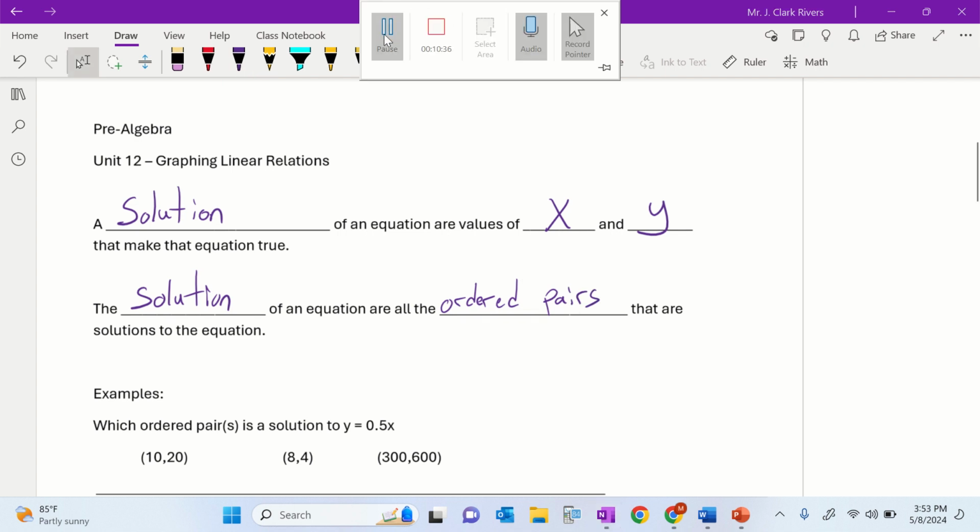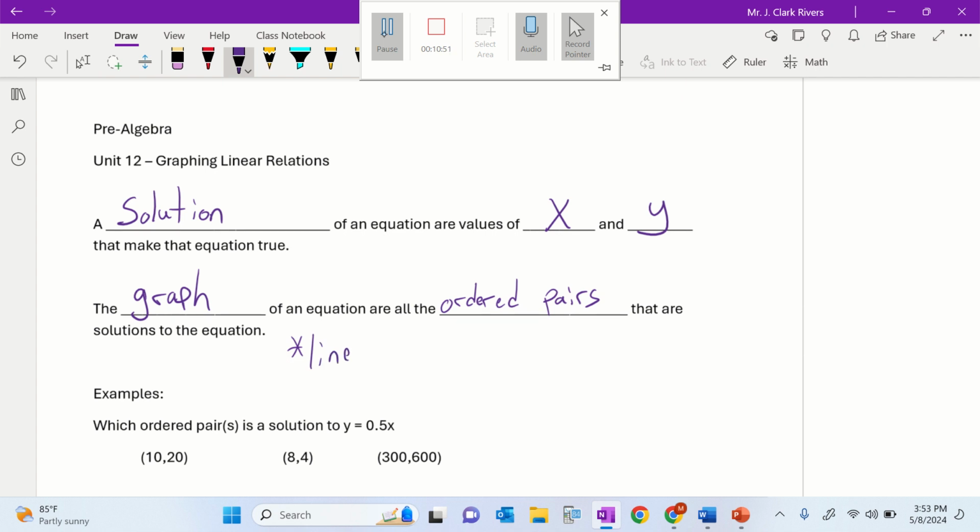You know, let's change that from solution to line, right? Or graph. The graph of an equation are all the ordered pairs that are solutions to the equation. And often these are lines, right? We're dealing with lines. We are graphing lines.